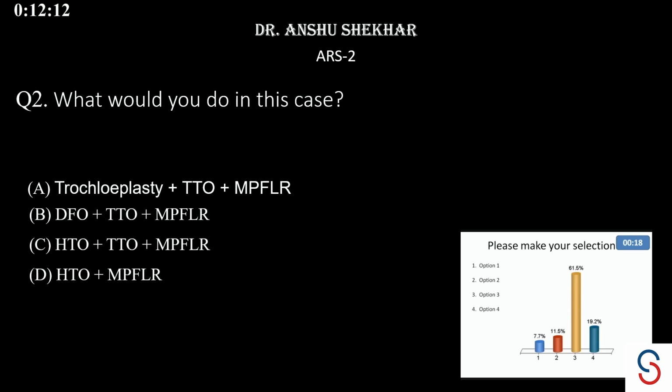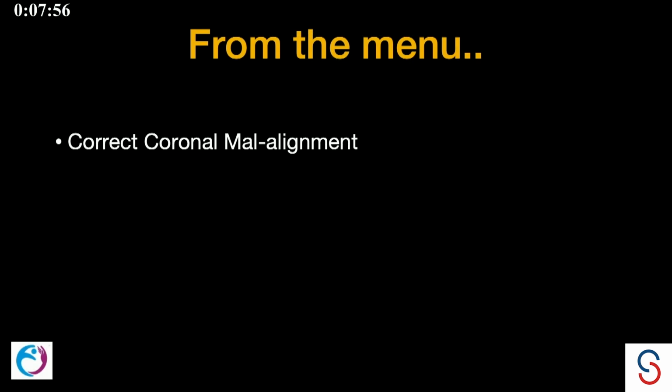Okay, so 11% people believe we should do a DFO when the deformity lies in the tibia. Okay, so trochleoplasty, not many takers for trochleoplasty, great. So HTO, TTO, MPFLR. So that is what the majority of the house goes with. From the menu, we would want to, rather this is outside the menu, correct the coronal alignment. From the menu, of course, bring down the patella.